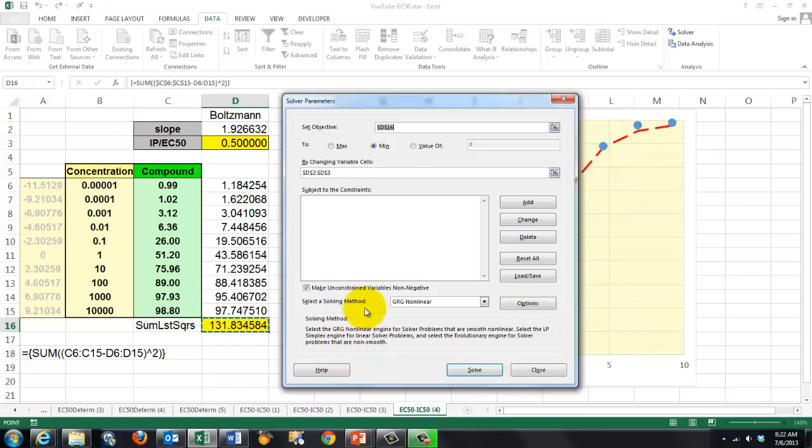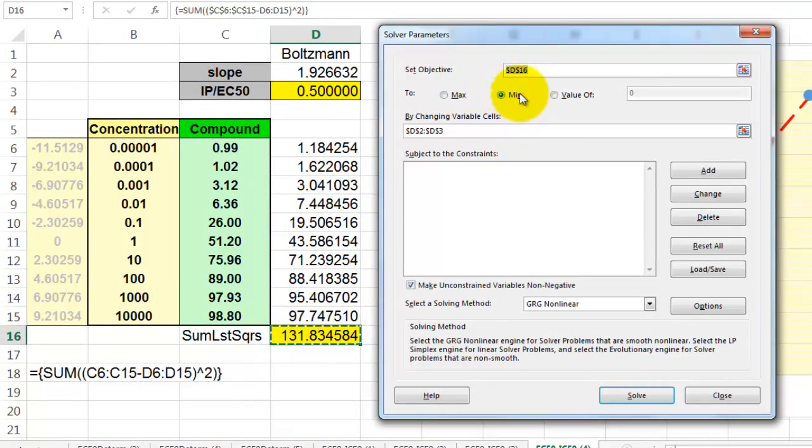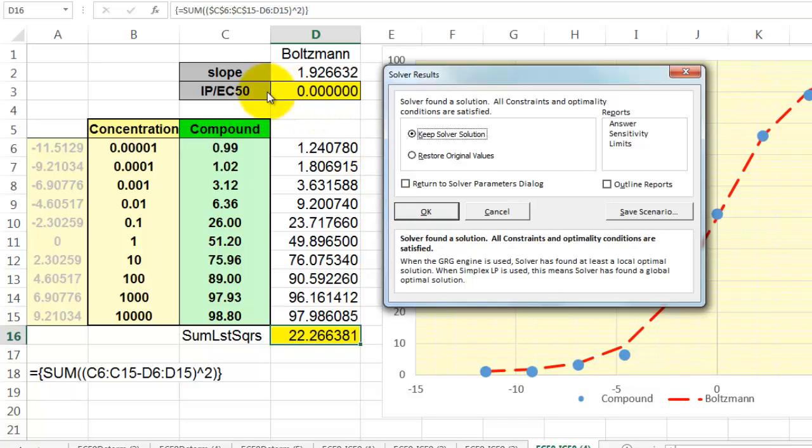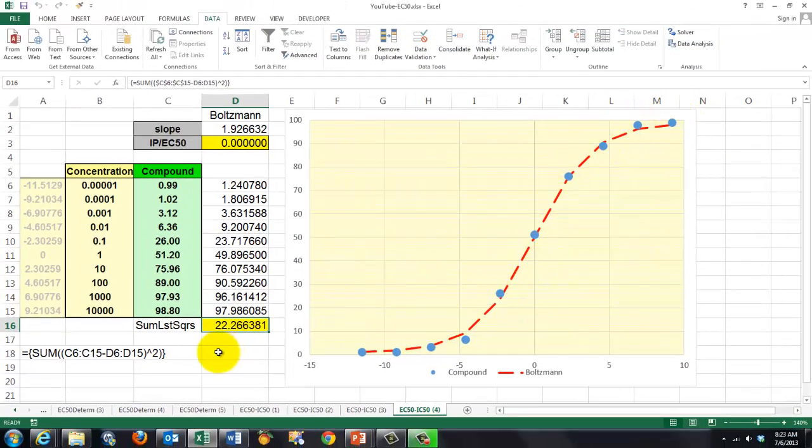trial and error situations. We set D16, the sum of the least squares, to a minimum by changing the cells D2 and D3, which is the slope and the EC50 value. And when I click on Solve, it found a solution and set this back to 22, and it said the EC50 value is 0. That curve fits much better. So my EC50 value is right here, which corresponds with a concentration of 1.